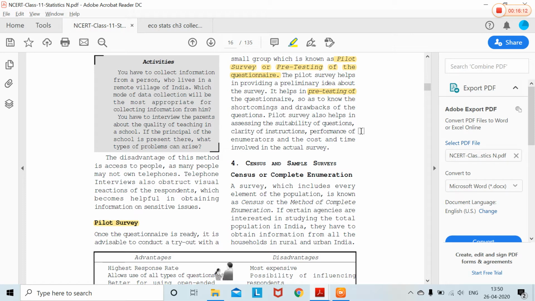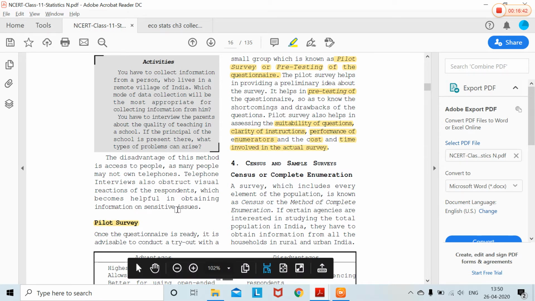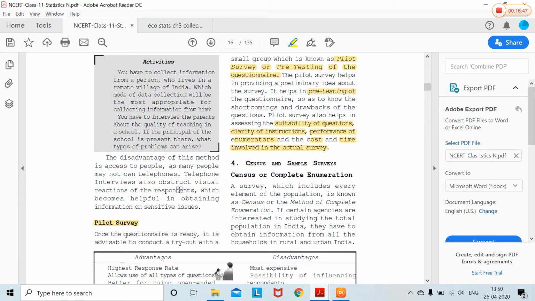so that you can know all the shortcomings, all the drawbacks in your questionnaire, whether your questions are suitable, whether the questions are clear to the respondent, how is your performance when you are asking the question. So you will also get confidence when you carry out the real survey. You will get to know the cost behind taking every survey and the time involved in the actual survey. You will be able to estimate all this when you make a pilot survey. So pilot survey is basically a test kind, a sample survey actually, before making it out. It is also known as pre-testing of the questionnaire.